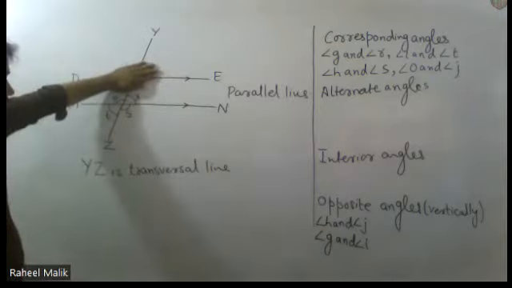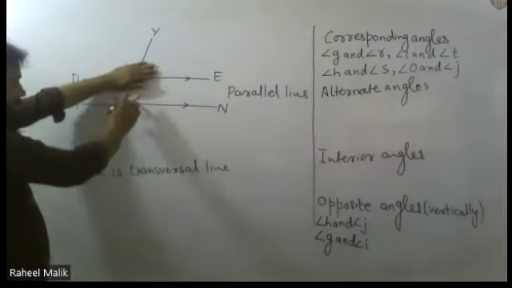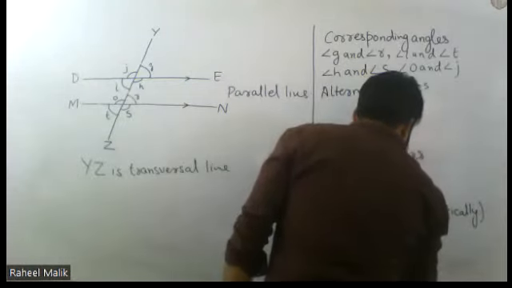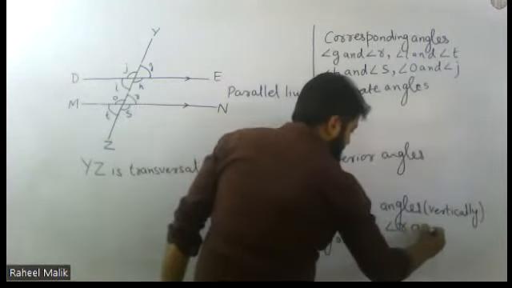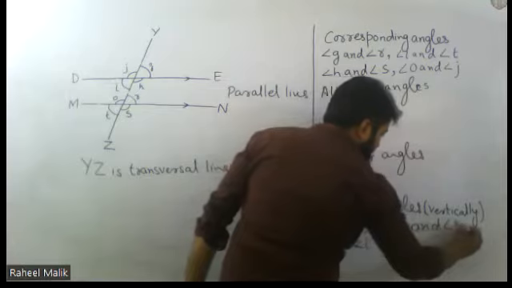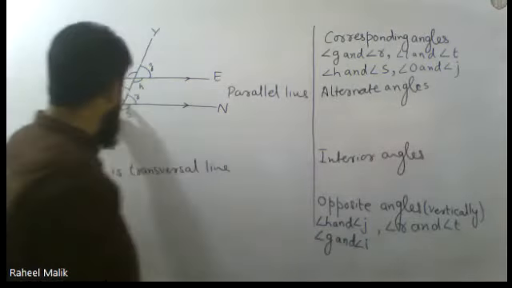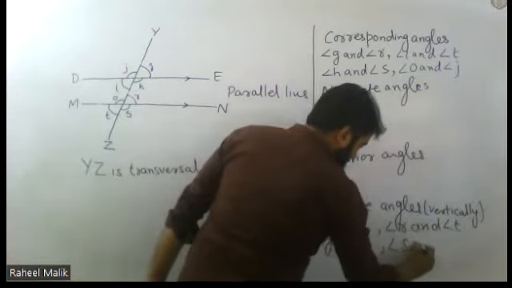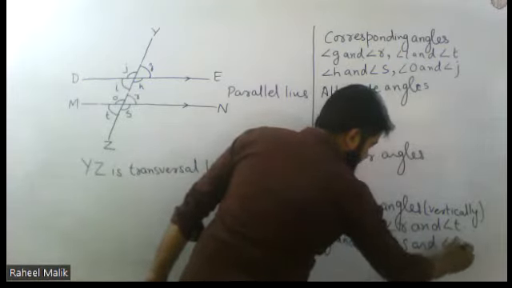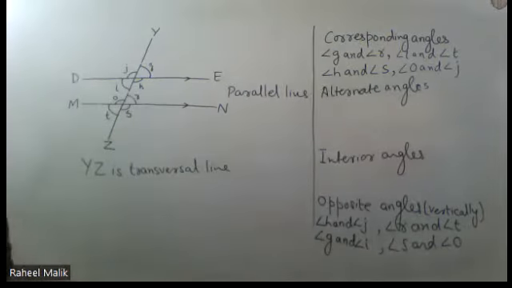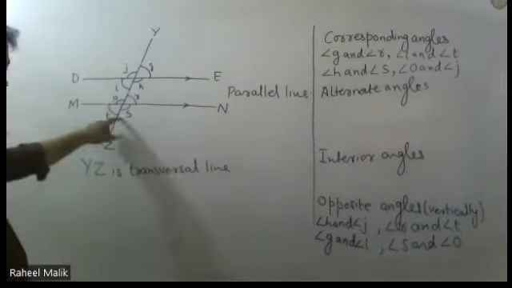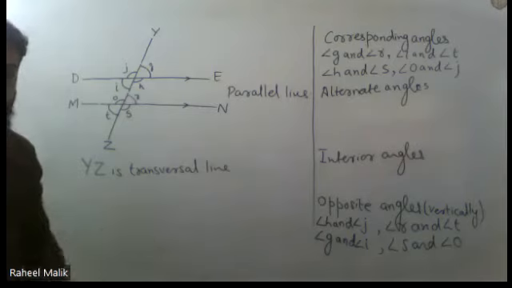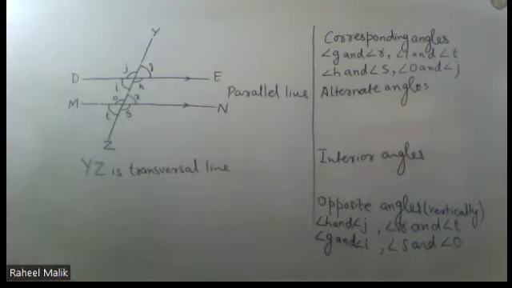In the same way, if I look over here, angle R and angle T are vertically opposite, and angle S and angle O are vertically opposite. So S and O, R and T, H and J, G and I, all of them are vertically opposite.